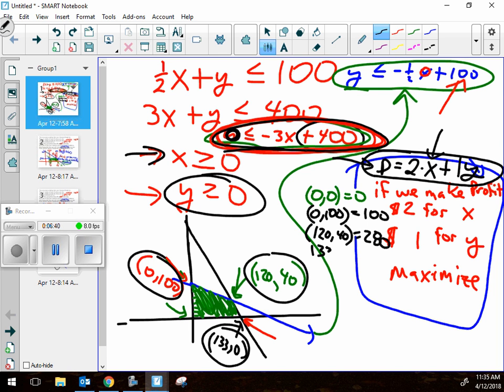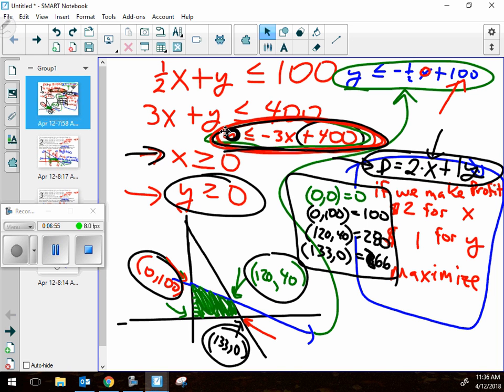I can do that in my head because it's 2 for each x. So 2 times 133 is 266. If you have all of this, you pretty much can't go wrong. If I'm picking between those 3, you just have to know which one's the biggest. 280. If you're doing profit, you always want to maximize profit. If you're doing costs, what do you want to do? Minimize the costs. All right.